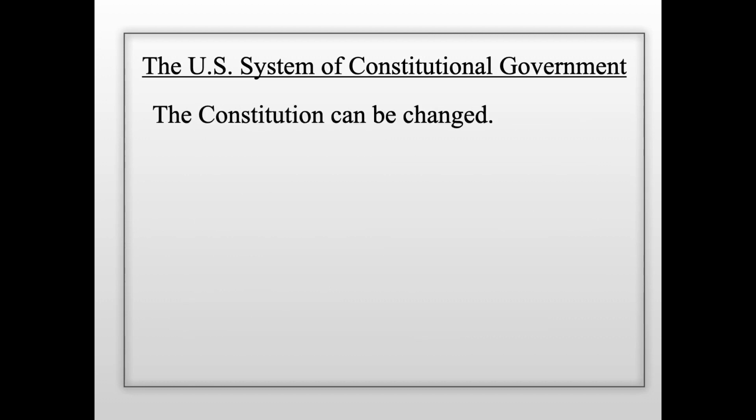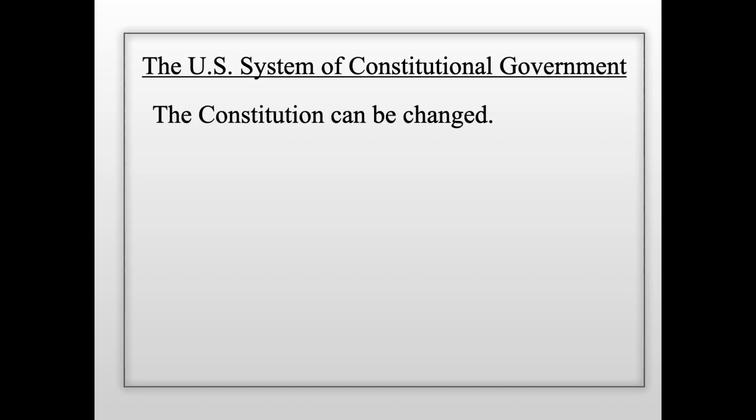Okay, so the last thing that we need to know about the Constitution is that it can be changed. And that's one of the great things about the Constitution. We've had the Constitution since 1788, and one of the reasons why we've had it for so long, why it's worked for so long, is that it can be changed over time. If we need to adapt, we can adapt to new circumstances because we can change the Constitution.